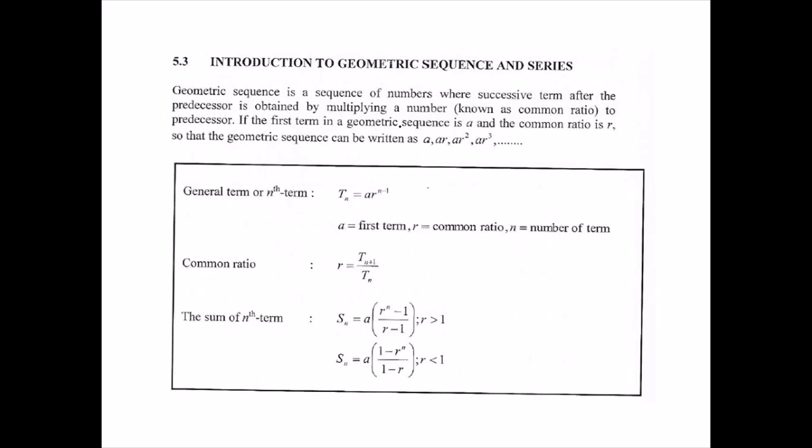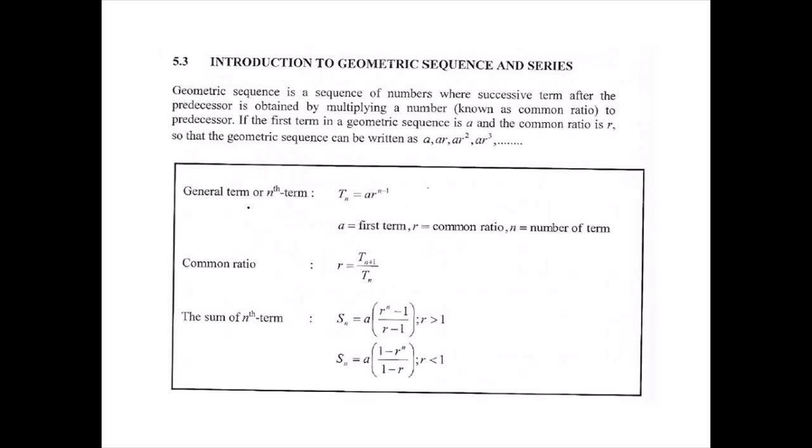If the first term in a geometric sequence is A and the common ratio is R, then the geometric sequence can be written as A, AR, AR squared, AR cubed, and so on. Okay, the difference between geometric sequence and arithmetic sequence: in arithmetic sequence, we have D, which is the common difference, but in geometric sequence, we have R, which is the common ratio.